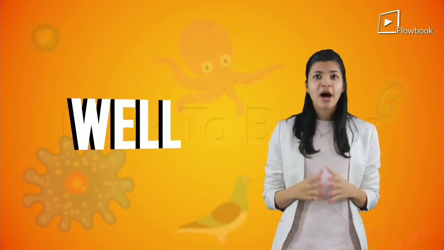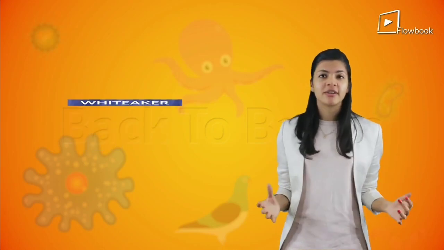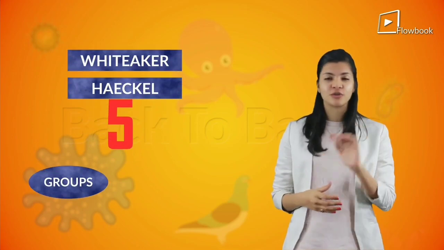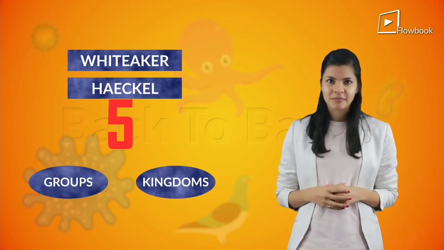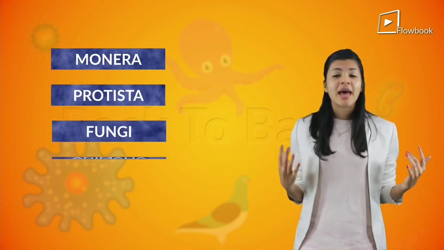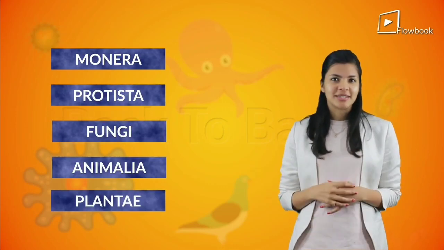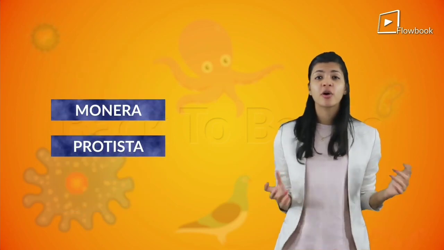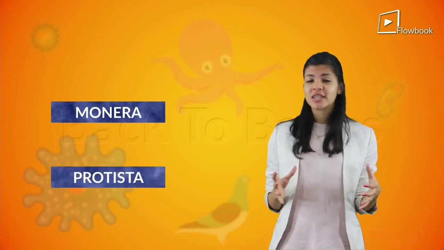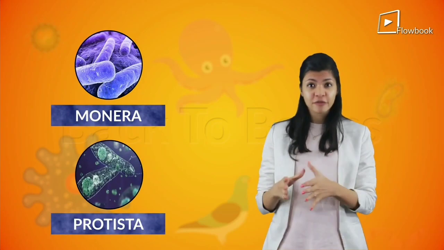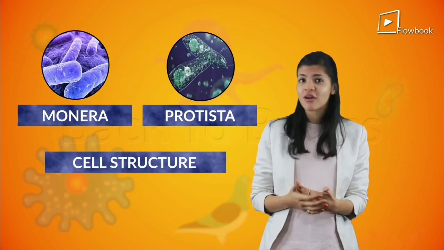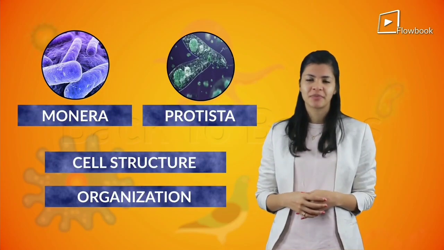Well, some biologists like Whittaker and Haeckel have tried to classify organisms into 5 different groups or kingdoms, that is, Monera, Protista, fungi, Animalia, and Plantae. Monera and Protista represent the most primarily built unicellular organisms, and the difference between these two kingdoms is on the basis of the cell structure and organization.